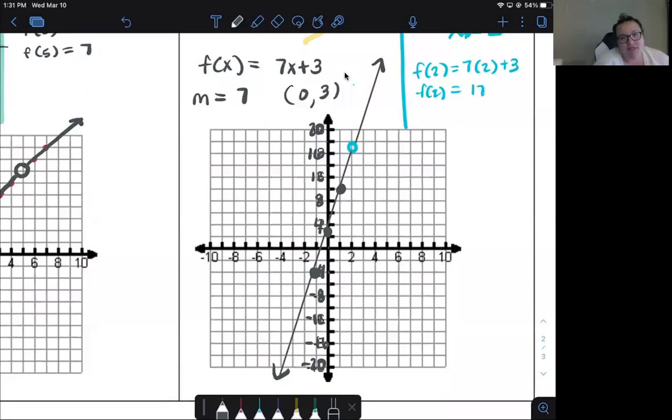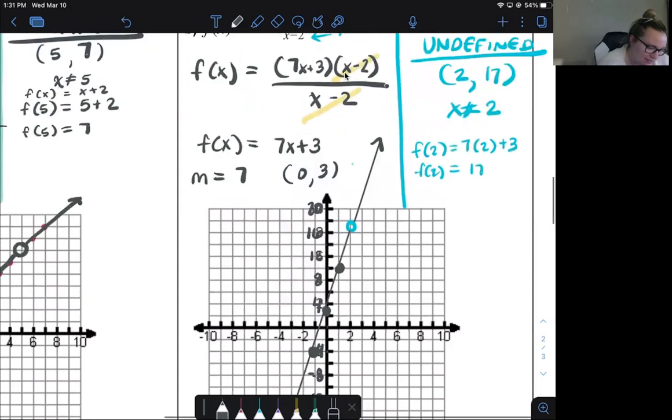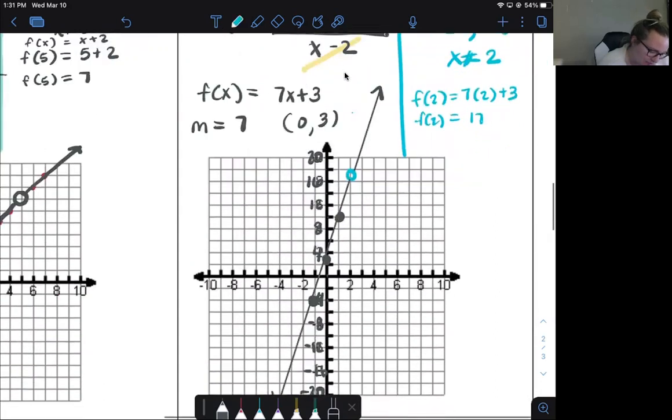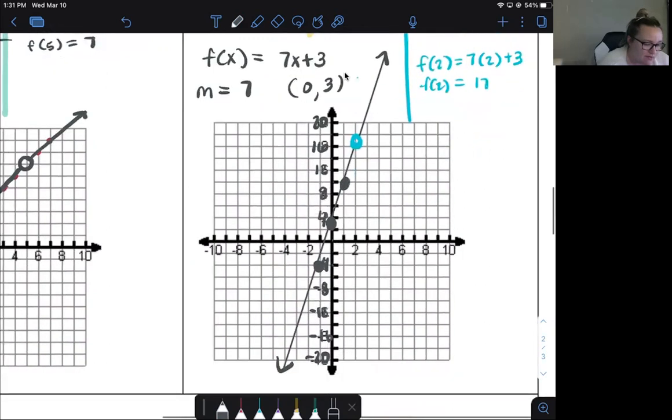So I actually realized that my graph wasn't going to go high enough because of our undefined point. So I relabeled my y-axis and counted by 2s. And I found my undefined point was going to be at (2, 17). So I plotted that. My y-intercept was (0, 3). I went up 7 over 1 for my slope, down 7 over 1 for my slope, and then drew in my line around that undefined point.